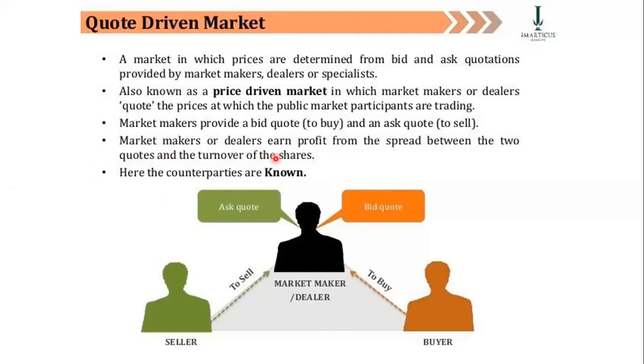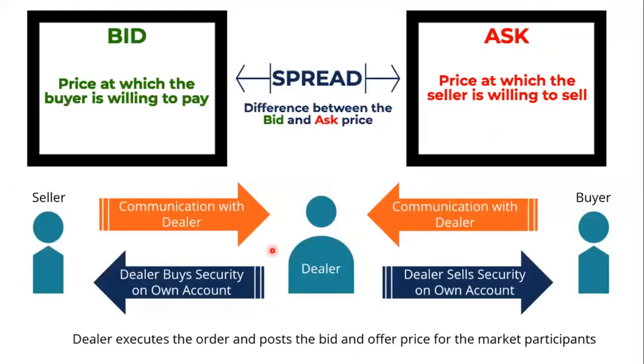And the market makers or dealers earn profit from the spread between two quotes and the turnover of the shares. Here the counterpart is unknown. Spread here is the difference between the bid and ask price. So bid price is the price at which the buyer is willing to buy, right? And ask price is the price at which the seller is willing to sell. Here a share's ask price is 12, bid price is 10, then the spread is 2, right?